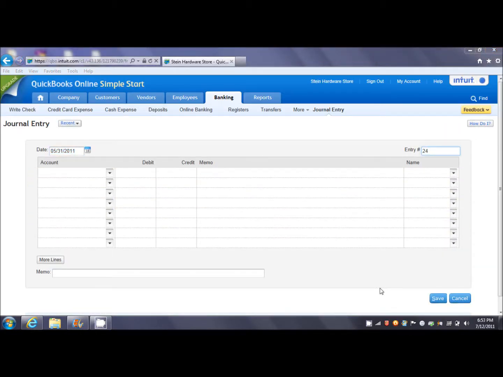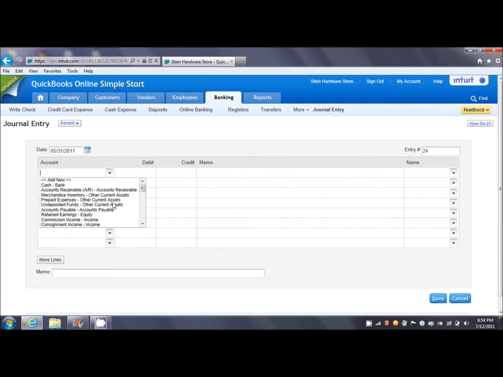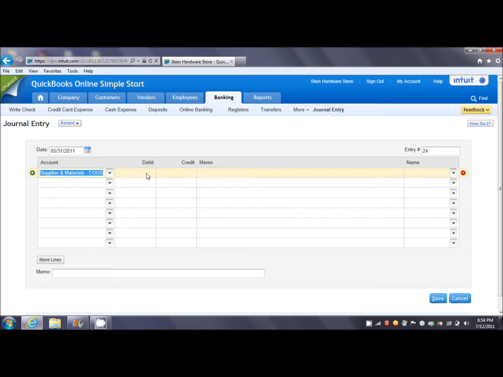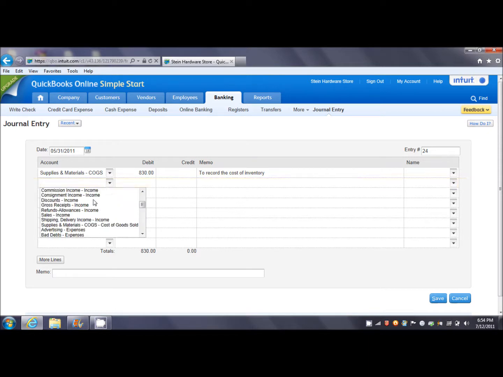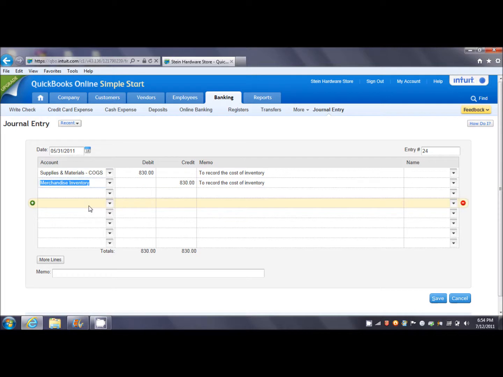Now I will do the second part of the transaction, which is the cost of merchandise sold was $830 for the same date, May 31st. So we have May 31st here. So I will debit cost of goods sold $830, and this is to record the cost of inventory, and I will credit merchandise inventory $830, and I will go ahead and save the entry.